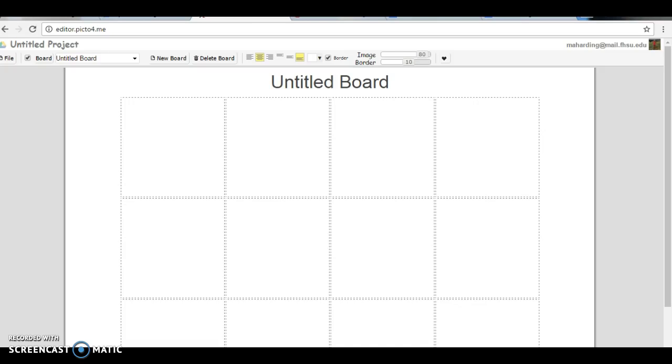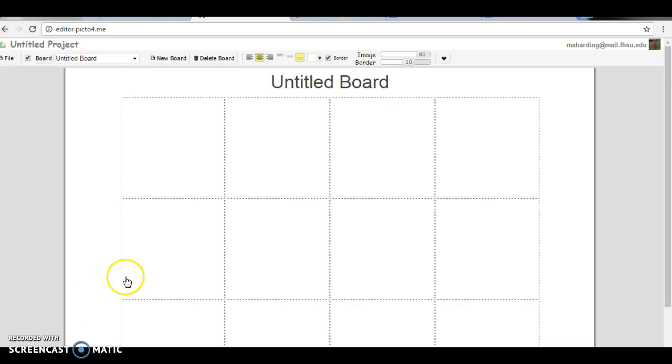Hello students, today you are going to be creating a picture board that shows me you understand how to find the ending sounds in these words. I'm going to make a sample board for you that shows that I understand how to find the D sound at the end of words.